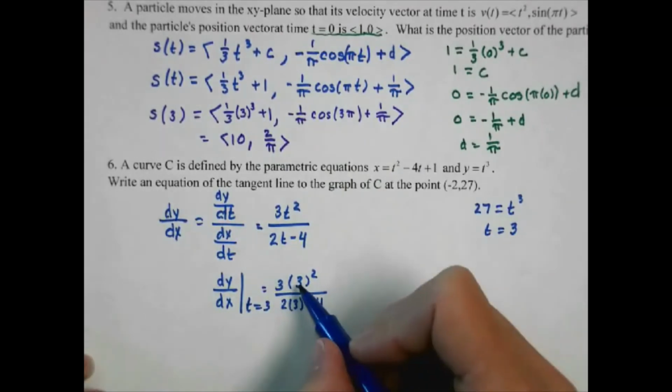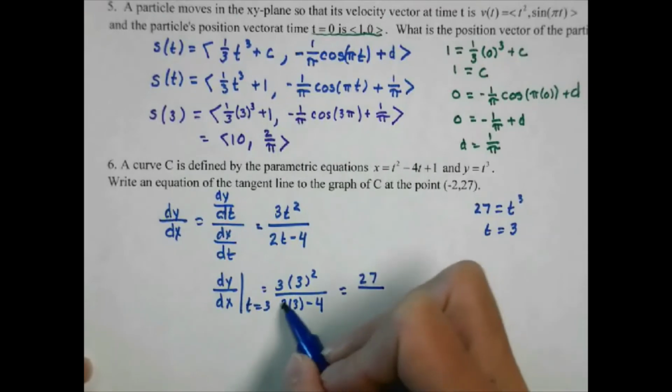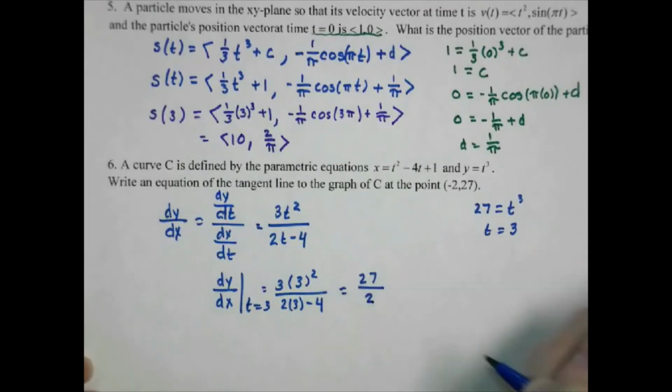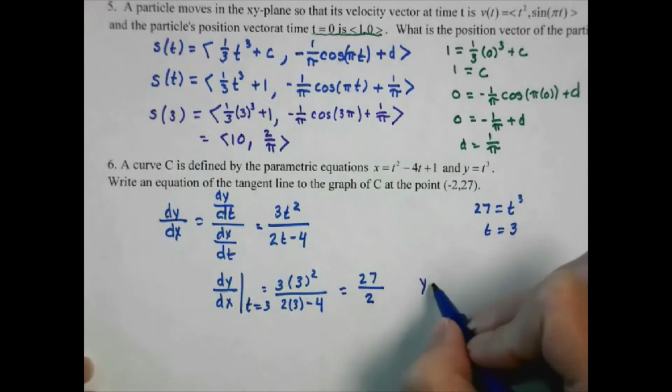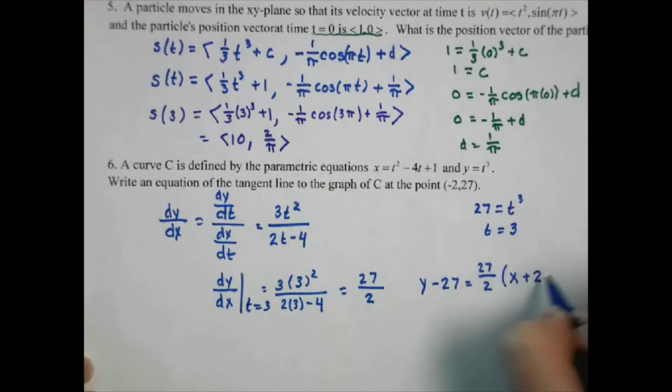So we have 3 times 3 squared, so 3 times 9 is 27. 6 minus 4 is 2. And then we write the equation of the tangent line. So we're going to have y minus 27 equals 27 over 2 times x plus 2.